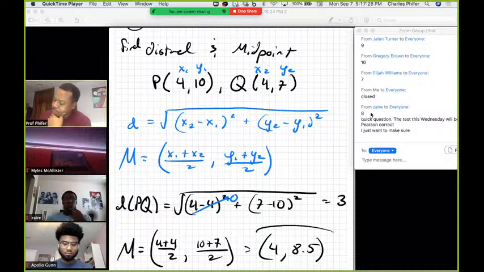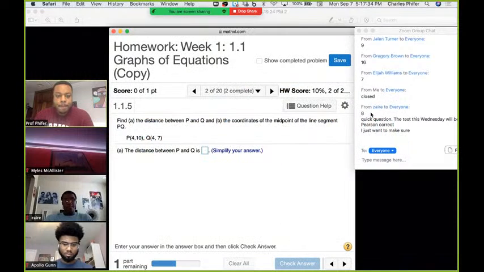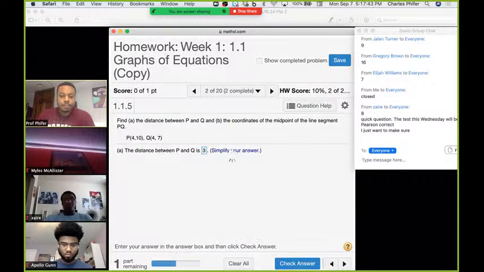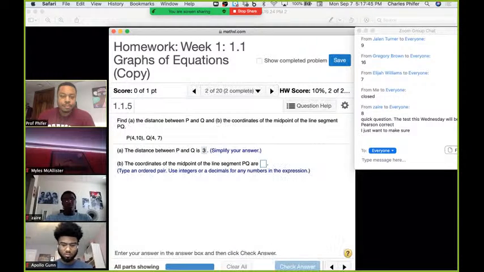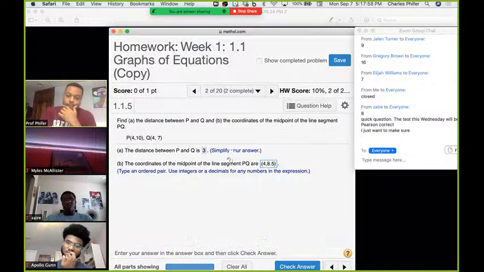Okay, let's see how they want the answer. We're going to hop back over to Pearson. The distance we got, I think, was 3. Midpoint, it says type in order pair, use integers or decimals, no fractions, right? Order pair 4, 8.5.